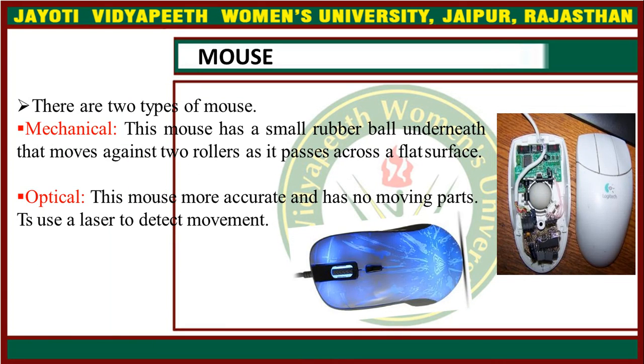Mechanical means the mouse that has a small rubber ball underneath that moves against two rollers as it passes across a flat surface. You can see here a rubber ball. Whereas this is the optical mouse, which is more accurate and has no moving parts. It uses a laser to detect movements.